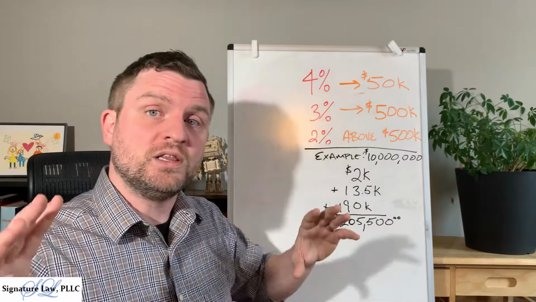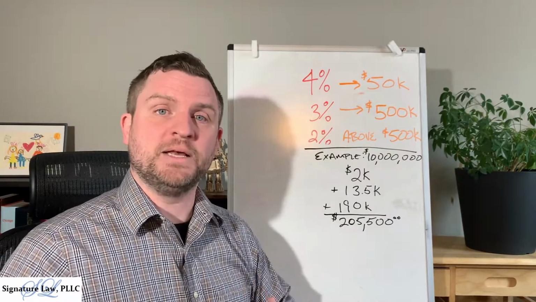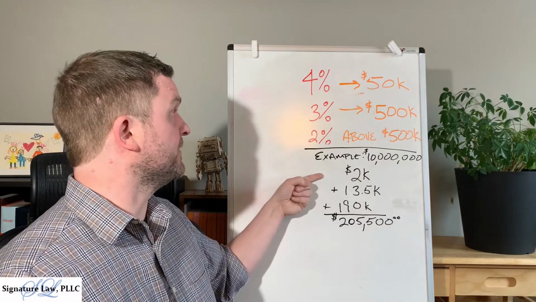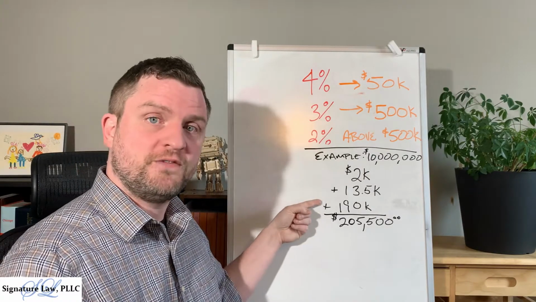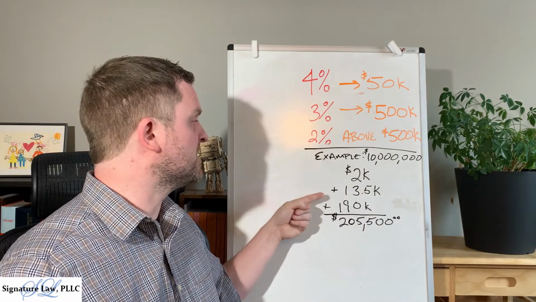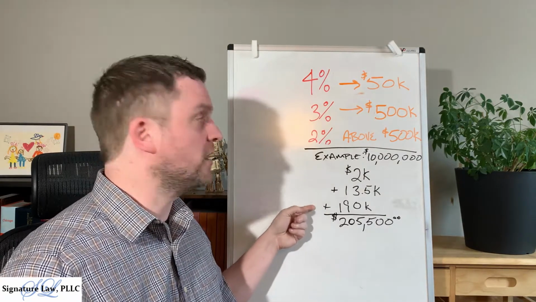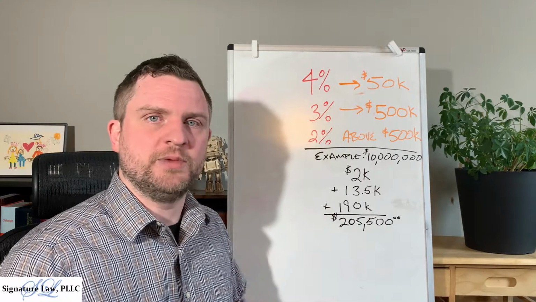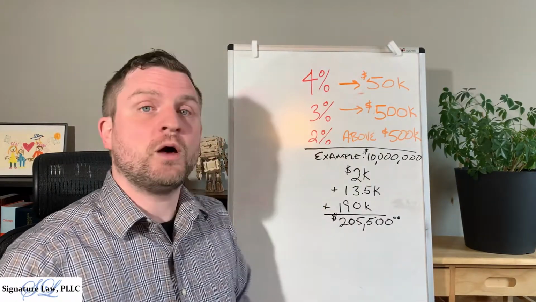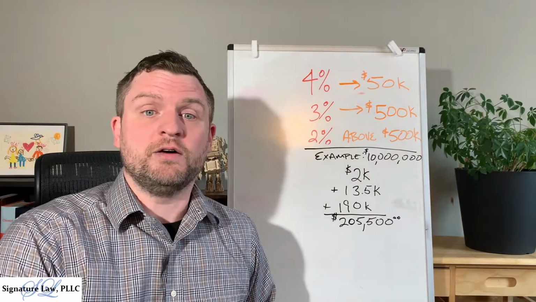So let's say we had a $10 million estate. The attorney is going to bill $2,000 for the first 4%, $13,500 for the next $450,000, and $190,000 for the next $9.5 million. This means the attorney is going to walk away with over $200,000 of that estate.